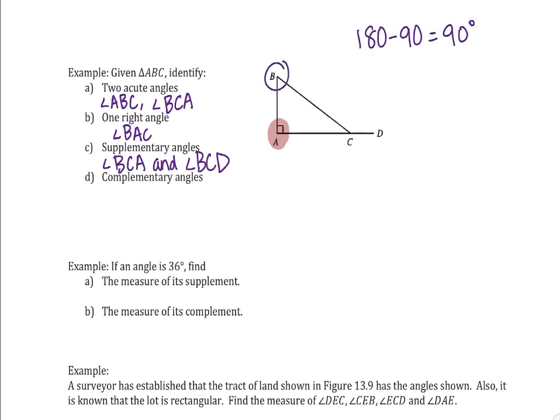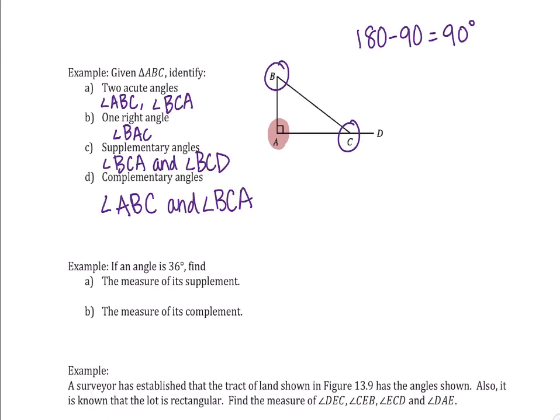So it doesn't matter what B and C equal, but we do know that when we add them together, they'll be 90 degrees, which will make them complementary. So here, angle ABC and angle BCA will be complementary.